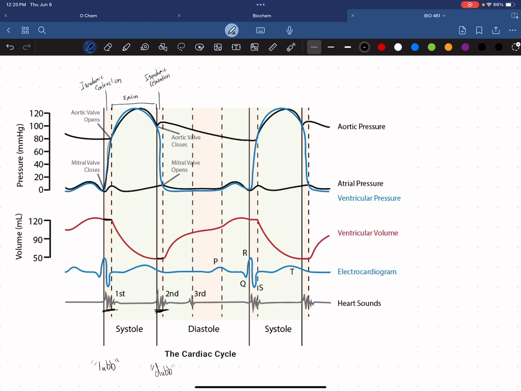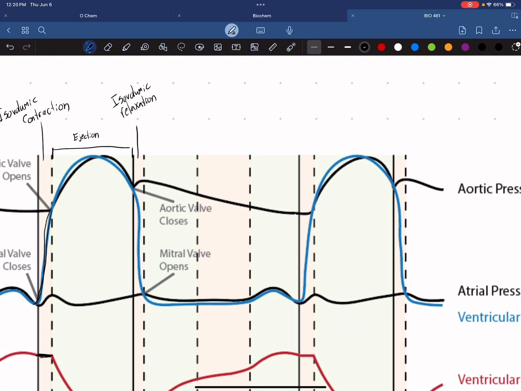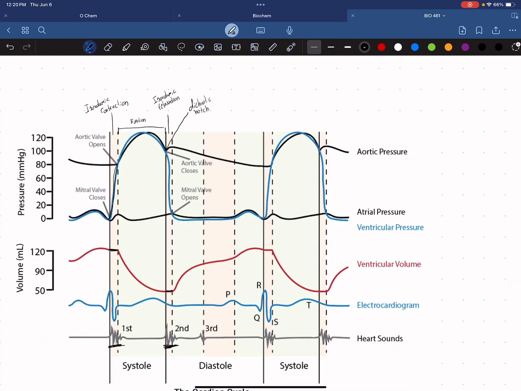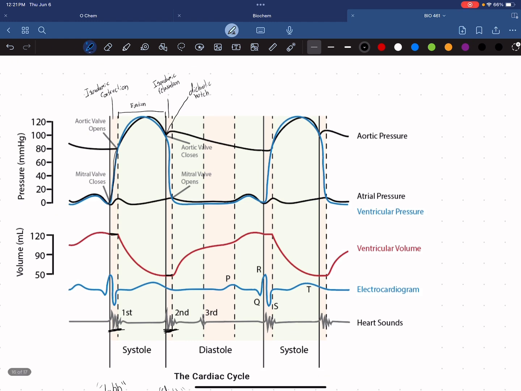So once the ventricle pressure drops below the aortic pressure, that valve will close and cause that sound. And here we have what we call the dicrotic notch, which is a significant part when looking at a graph like this. It shows the point where the aortic valve closes and causes the second sound, all while the ventricular volume remains the same, but the pressure of the ventricles continues to drop and relax after the ventricles have pumped the blood out into the aorta.